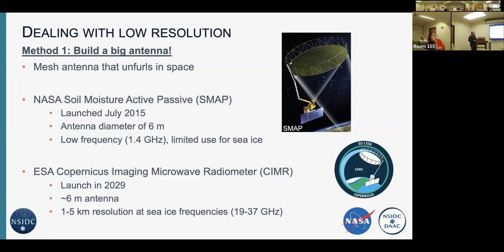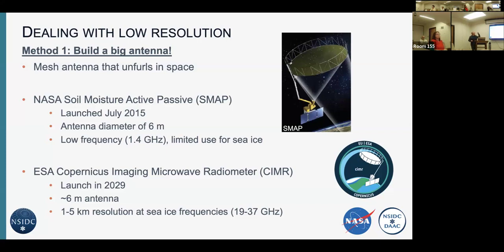One of the ways to deal with it is to build a big antenna. I said, well, you can't put a big antenna on a satellite, right? Well, actually, you kind of can for microwaves. It's been done for SMAP, the Soil Moisture Active Passive mission. It's a mesh antenna that basically unfurls, almost like an umbrella. It's not a solid antenna, it's a mesh, so it can unfurl to a big size, you can pack it in, and it's lightweight. But it gives you the effect of a big antenna.